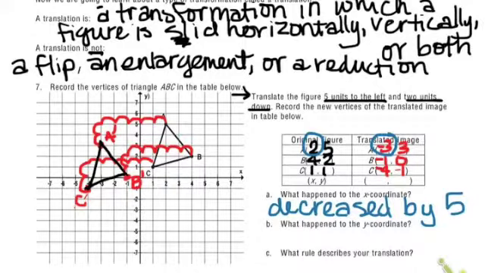Okay, let's look at the y-coordinates, and we'll look at a different one. The y-coordinate, so the y, remember, it goes x and then y. So our y-coordinate on point B was 2, and it went down to 0. So 2 minus what gives you 0? It went down 2. If you look at our translation, 2 units down, or it decreased by 2.